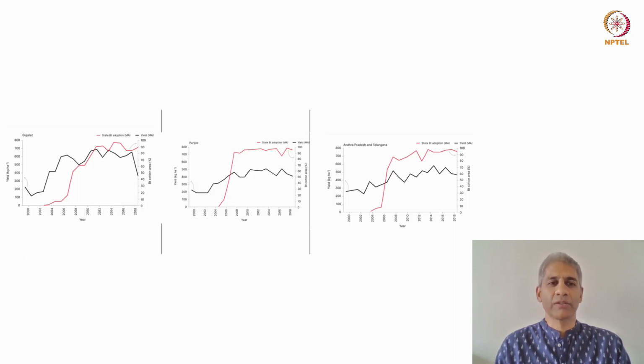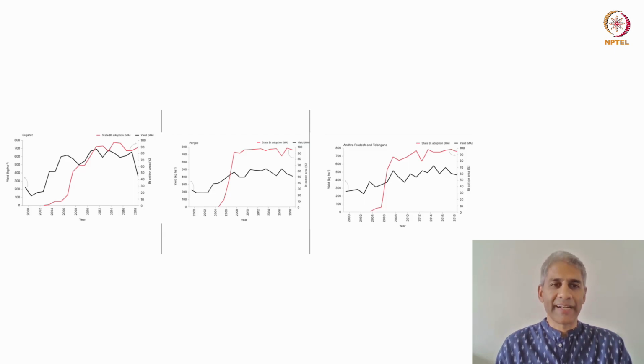So then if you look at Gujarat, you see that there's a sudden jump in the yield, which is the black line, and then it stays flat after that. Say after 2002, there's a jump in the yield, and then it starts to stay flat, and there's even a dip at 2018.